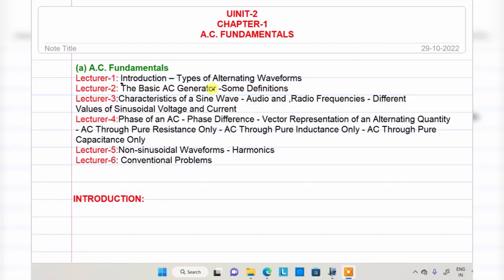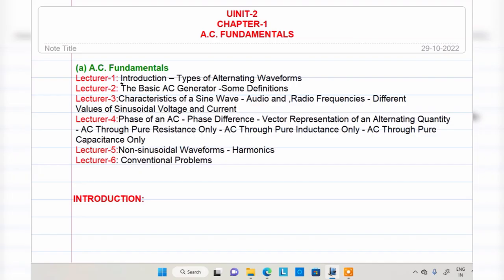In lecture number 2, basics of AC generator and some definitions. In lecture number 3, characteristics of sine wave, audio and radio frequencies, different values of sinusoidal voltage and current. Lecture number 4, phase of AC, phase difference, vector representation of alternating quantity, AC through resistor, capacitor and inductor. Lecture number 5, sinusoidal waveforms and harmonics. And the sixth one, conventional problems based on AC fundamentals.